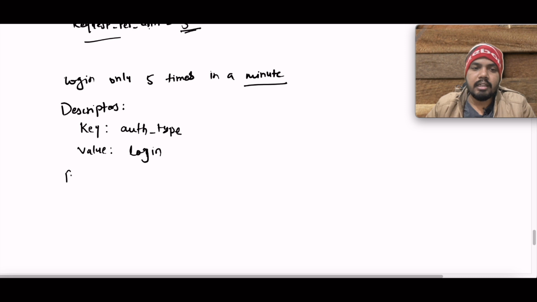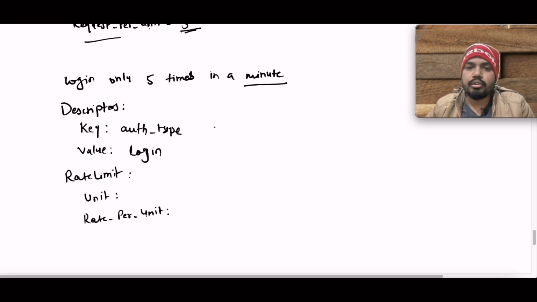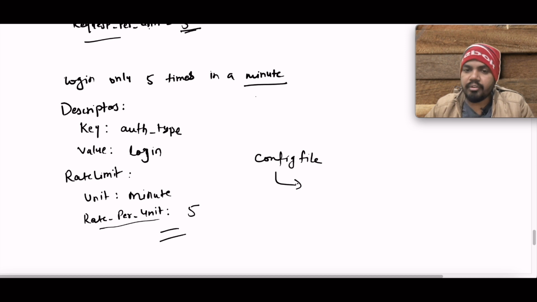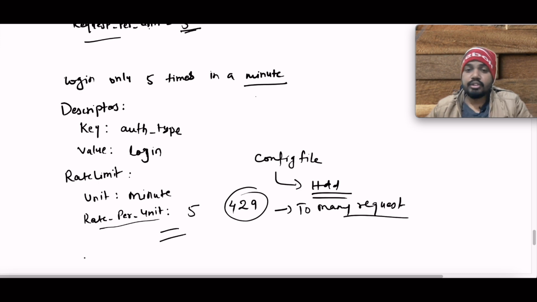Now the part is rate limit. So in rate limit we have a unit and then we have a rate per unit. What would be the unit here? Because you have to check in a minute, so unit would be minute. And what would be rate? So rate would be 5. 5 times in a minute you want to verify. So these are the rules, and all these rules are written in a configuration file, and this config file is stored in a hard disk. Anytime any request is getting rate limited, the rate limiter will send the response code 429, which is too many requests. So this is all about the rules.